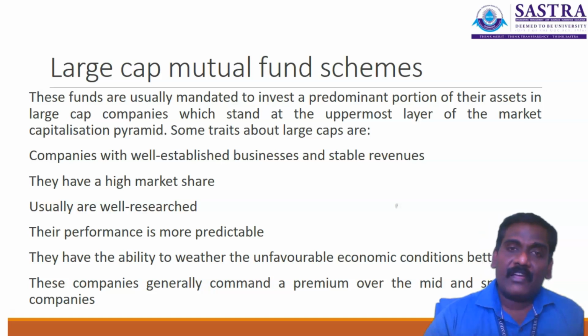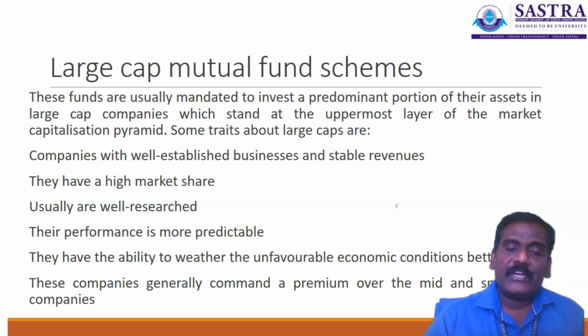For example, HUL, Hindustan Unilever, Nestle, P&G. You can take them as examples where the market capitalization is high compared to other companies in the market. And they usually have a high market share as they are well researched companies. The research team will give the performance of those companies over a period of time. Their performance is more predictable, and we can know closely what happens in the company, what the future plan of the company is, what they are investing and how they are investing in the market. Their expansion plan or diversification plan, their future, is predictable.